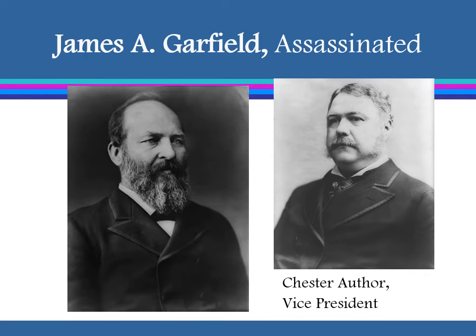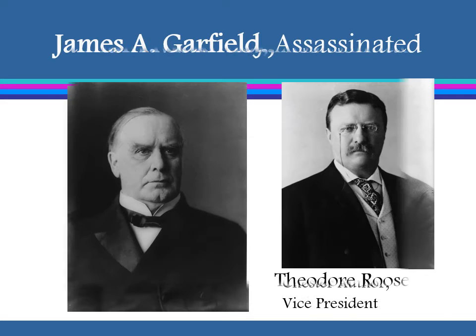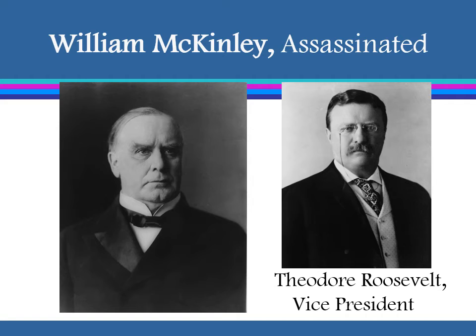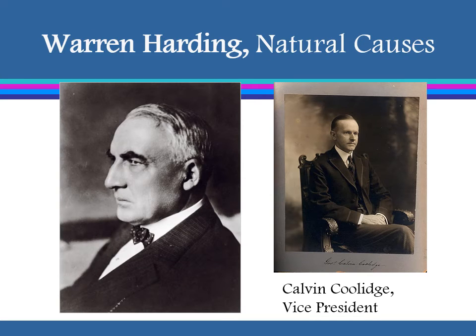Then at the end of the 1800s, James A. Garfield is assassinated, and Chester Arthur takes over. Then at the very beginning of the 1900s, in 1901, William McKinley is assassinated, and Teddy Roosevelt takes over. After that, Warren Harding, who's elected in 1920, dies in 1923 of natural causes. So Calvin Coolidge, his vice president, takes over.